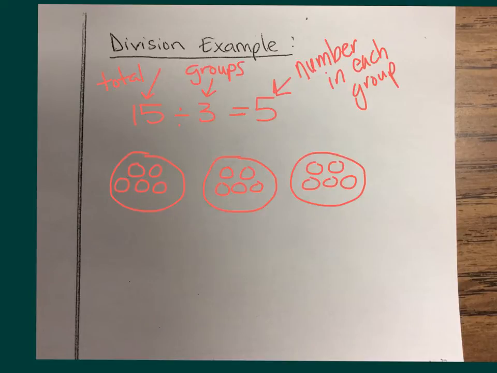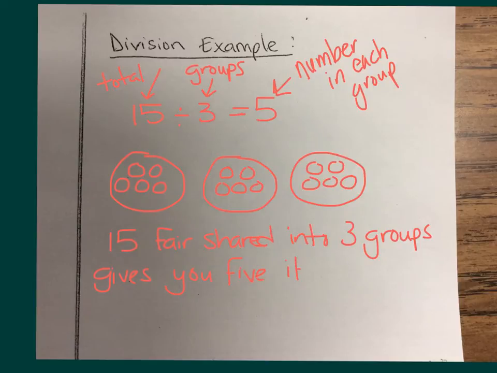All right, now I have my model. I have my 3 groups. I've fair shared 15 to show that there's 5 cookies in each group. I'm just going to write out my sentence. So I'm going to say 15 fair shared into 3 groups gives you 5 items in each group. And that concludes my division example.